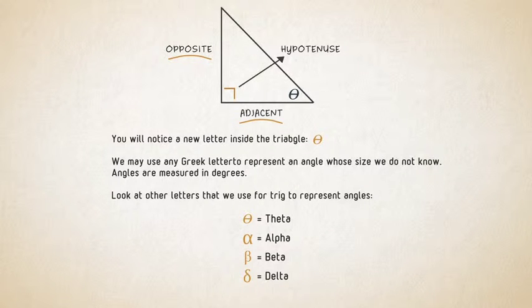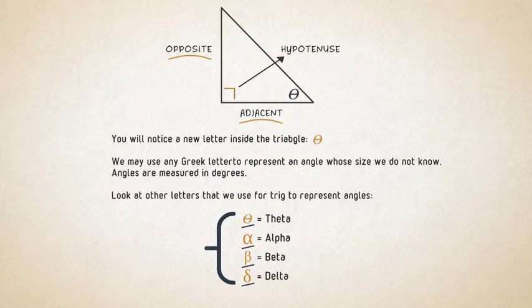Okay, on the screen you should see some new letters right over there. The first one, and I use it in the top triangle, is called theta, a Greek letter, and then alpha, beta, and delta. These are just Greek letters that represent values that we don't know. So they're angles, so we still have to calculate the size of the angle. But right now we're not worried about angles, we're more worried about the sides of the triangles.